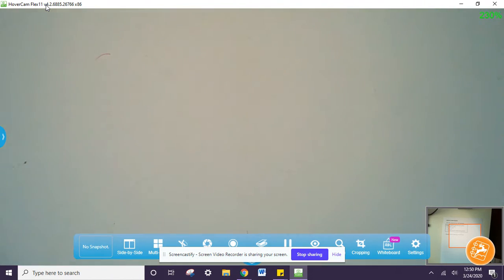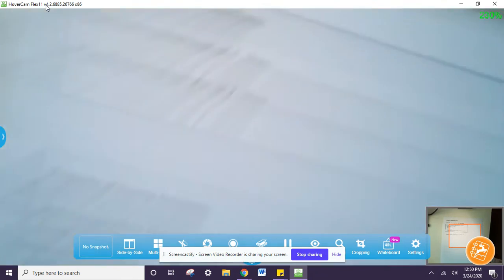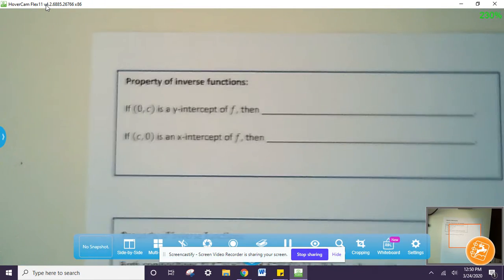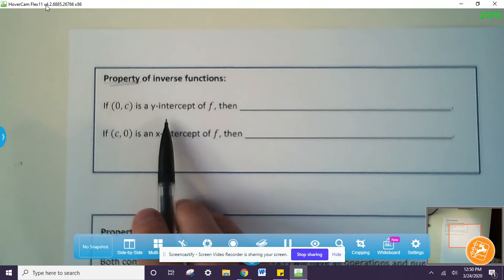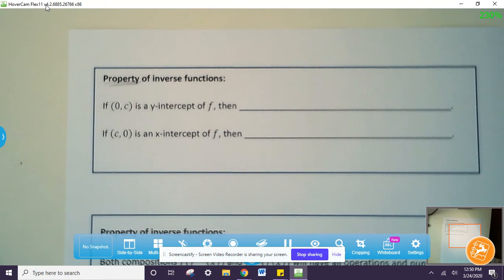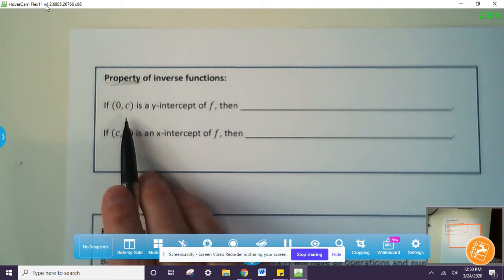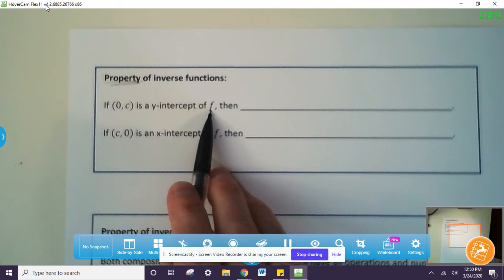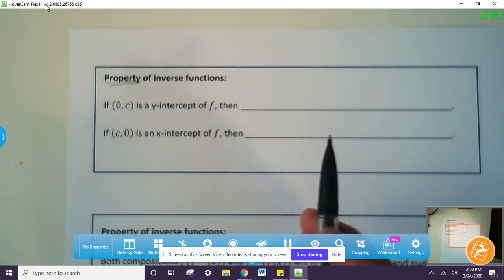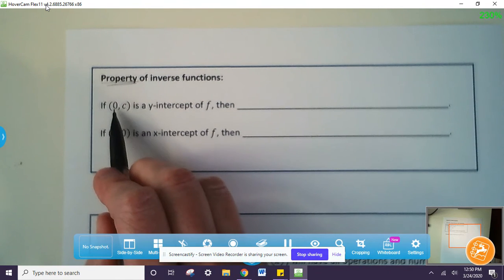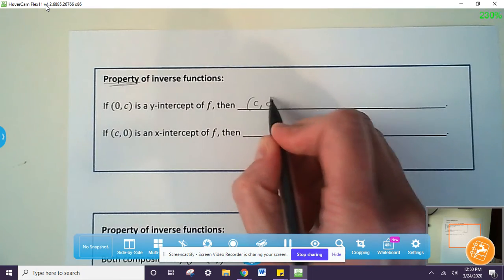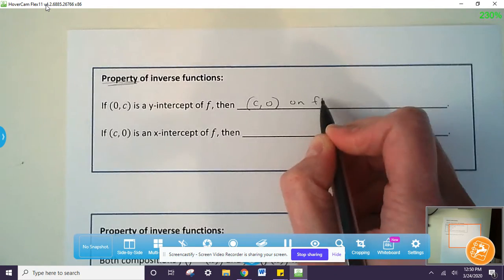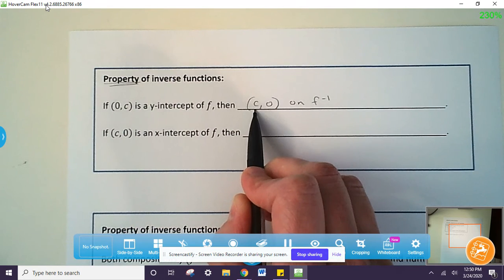And we can continue with our properties of inverses by looking at a special pair of points. For inverses, x and y intercepts are going to switch because inverses are all about switching x and y. So if you have a y-intercept on your graph of f, then you're going to have the x-intercept on the graph of the inverse. Because think about this. If (0, c) is on the graph of f, then (c, 0) has to be on f inverse. And that would be an x-intercept.